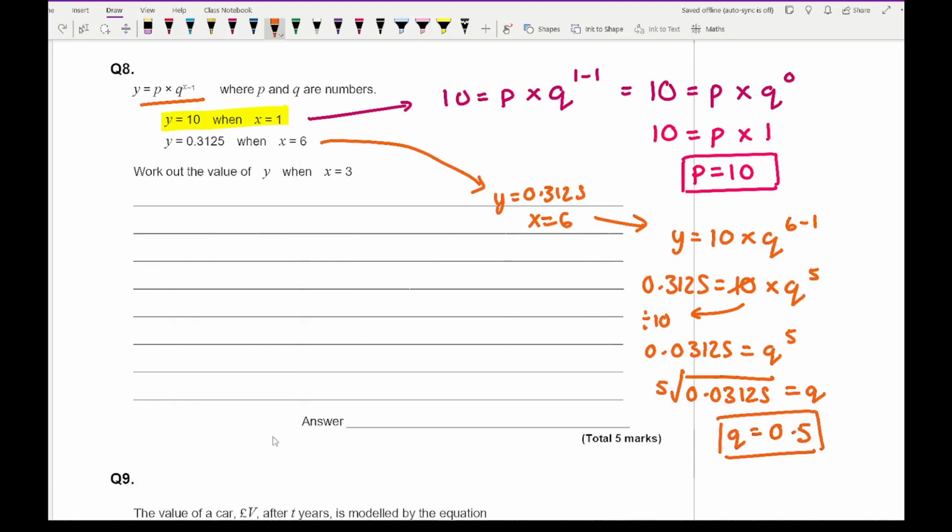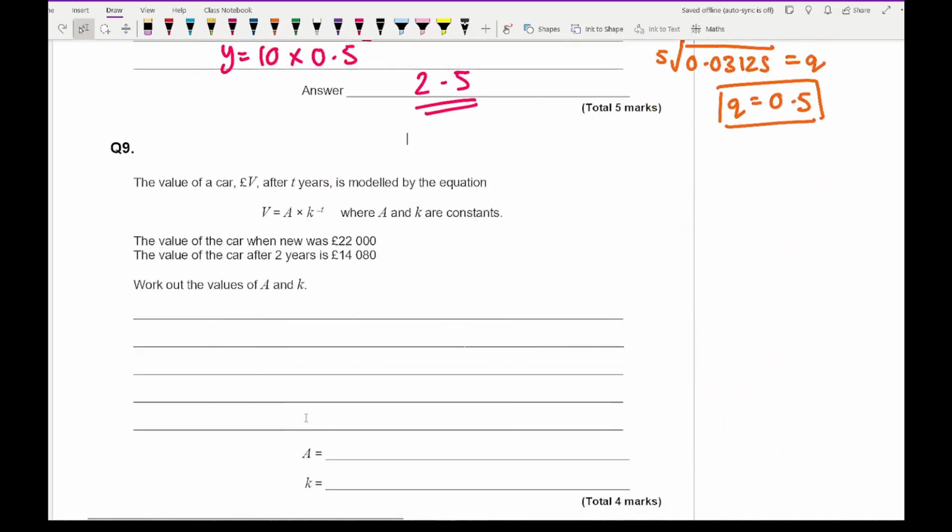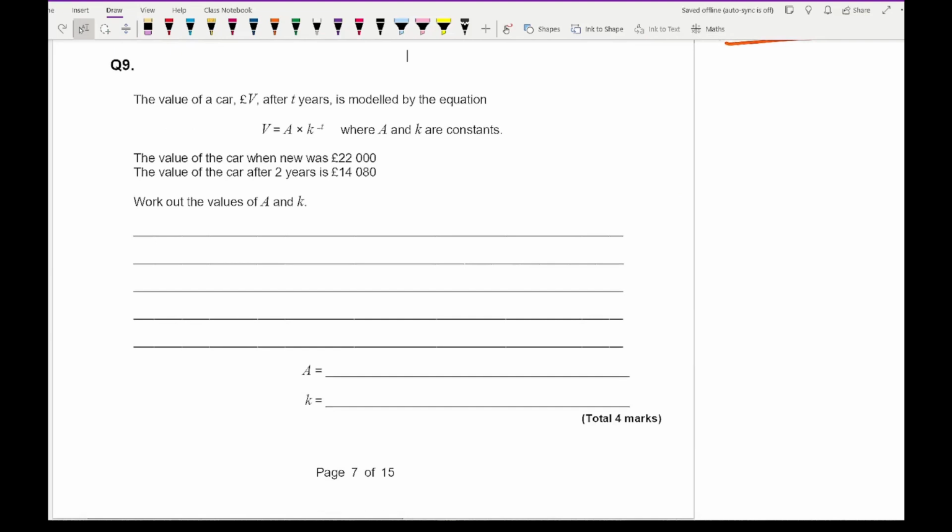So then what the formula looks like is y equals 10 times 0.5 to the power of x minus 1, and here is my formula. Now if I substitute x equals 3 into it, I get y equals 10 times 0.5 to the power of 3 take away 1, which is 2, so it's y equals 10 times 0.5 squared. And if I type that into my calculator, I get an answer of 2.5.